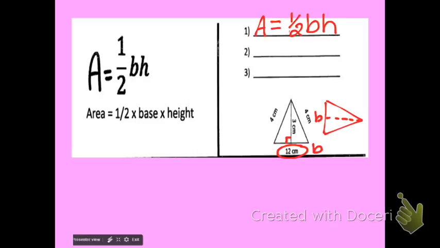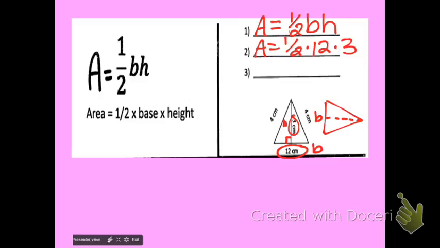So if this is the base, is 4, 4, or 3 the height? 3 is the height. Everybody see it? Because remember, we don't measure it like this. We measure it straight up and down. Okay? So now our next step is to put the base and the height into our formula. So area equals 1/2 times 12 times, what was it, 3? Yeah, 3.